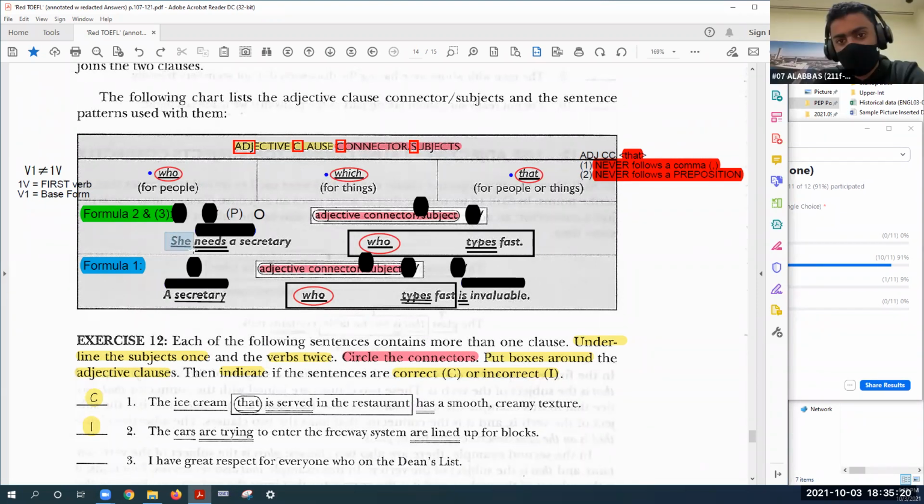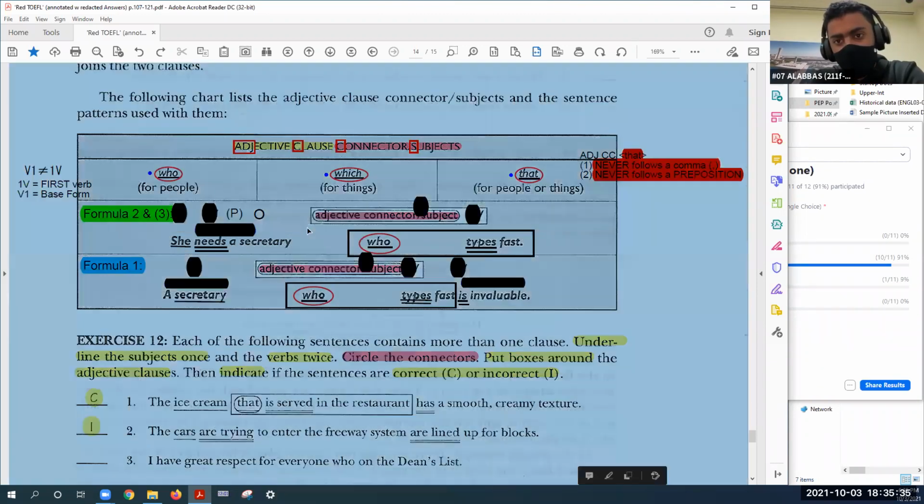She needs. What is it? She is a subject. Needs is a verb. What about secretary? No, it's not a verb. Who is a connector, and types is the second verb. Secretary, do you know what it is? It's a noun.